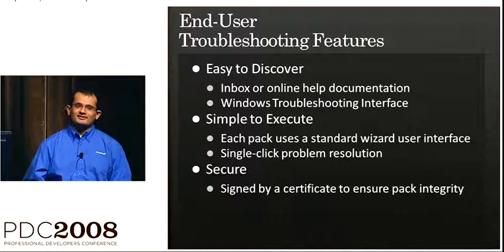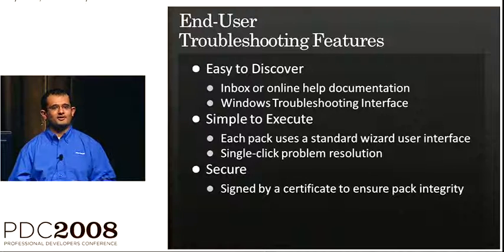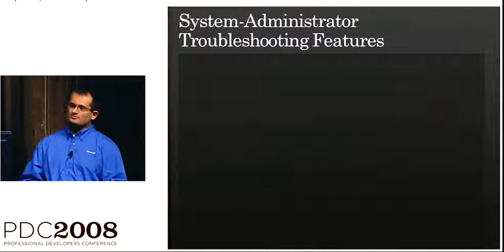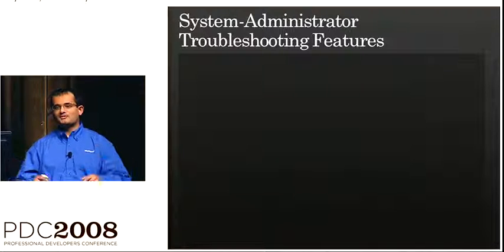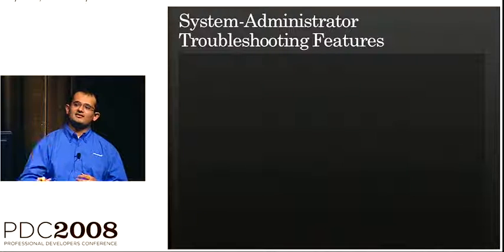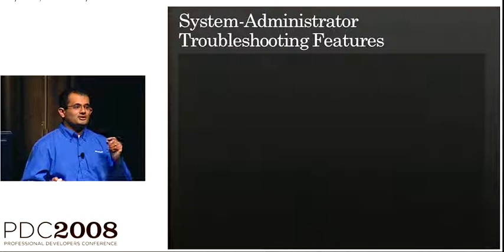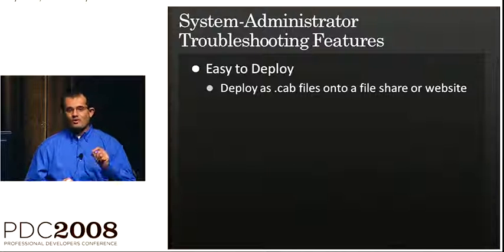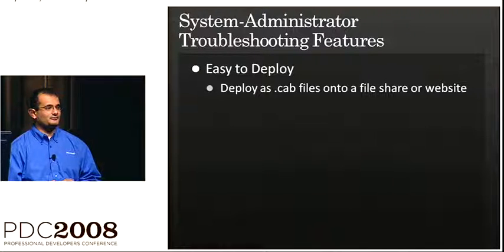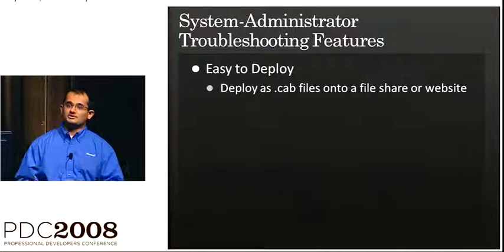But as we were designing this platform, we realized that there are a lot of benefits for the admin here as well. An admin is tasked with managing multiple machines. And any of those machines could have configuration problems. So why not extend this benefit to administrators? So when I mentioned that a troubleshooting pack is actually an executable, it's not quite true. It's actually a cab file. So this single file, if I double-click it, can actually run that troubleshooting wizard.